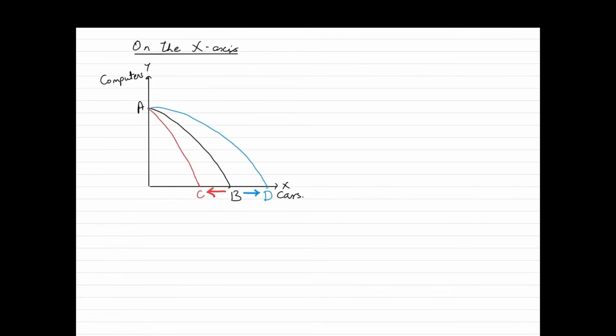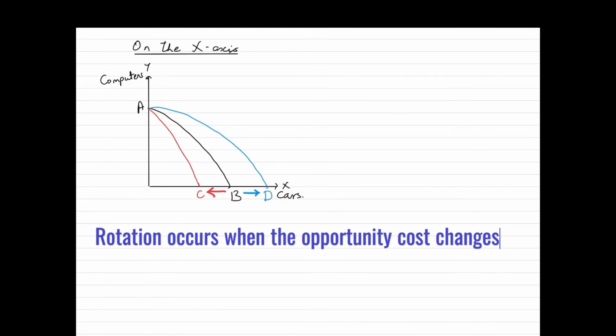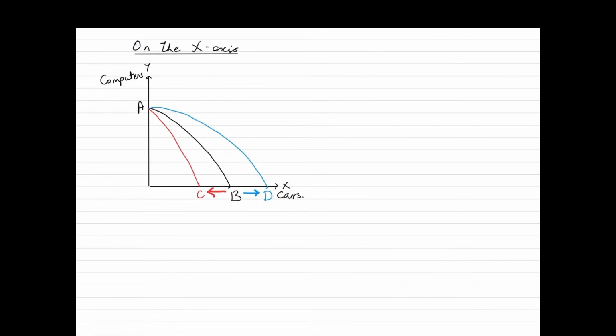Just to give you an important gist, a PPC curve would rotate only if the opportunity cost of producing one commodity over the other changes. Now, when would this happen? This will happen generally when resources are more specialized in the production of one commodity and then they are reallocated to the production of another.